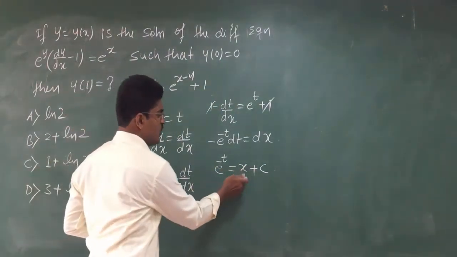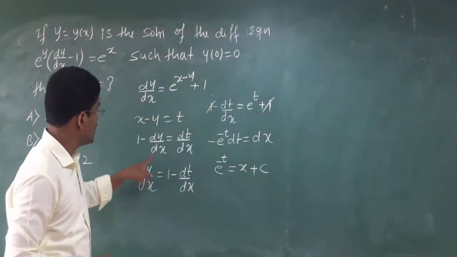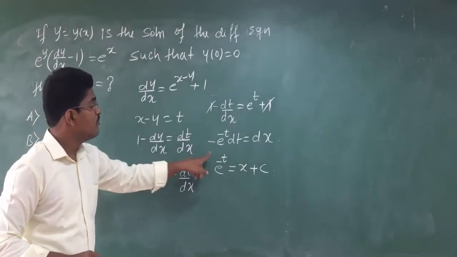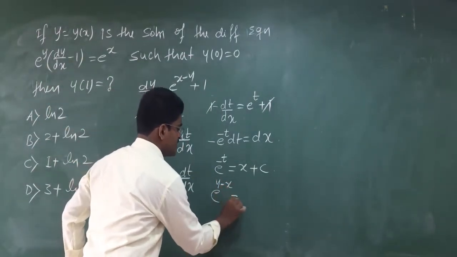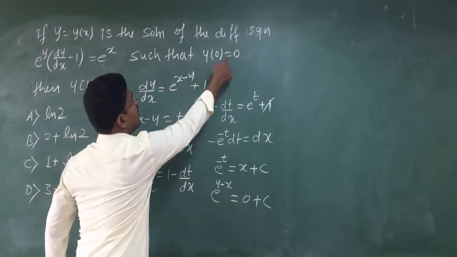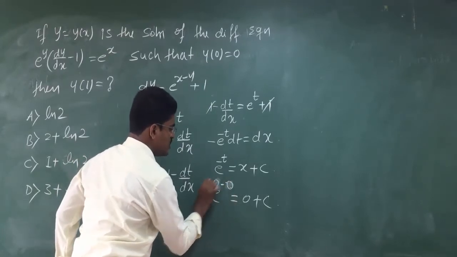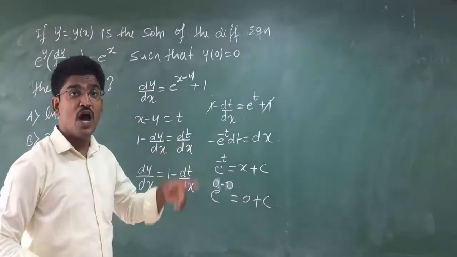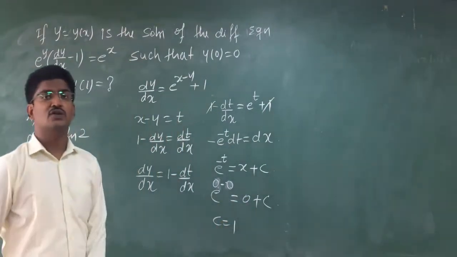If x is 0, then y is going to be 0. Here t is x minus y, so minus t will be y minus x, which is x is 0 plus c. If x is 0, again y is also 0. So this will be 0, and this is also 0. e to the power of 0 is 1. So c will be equal to 1. c will be equal to 1.